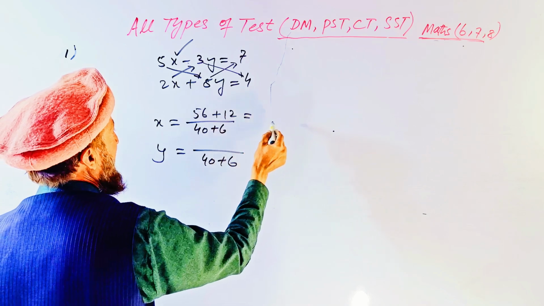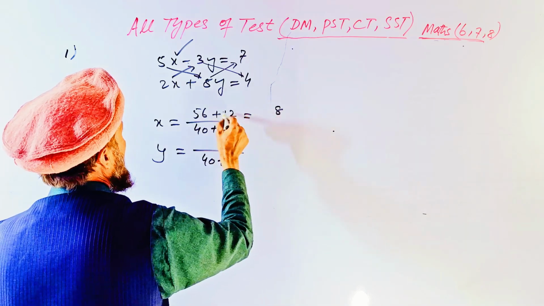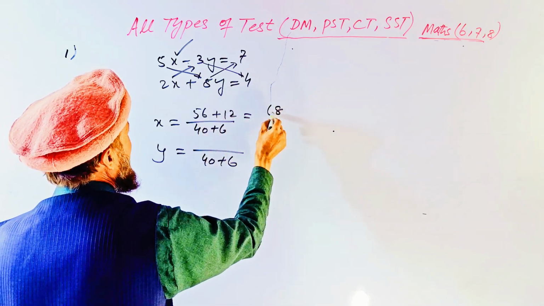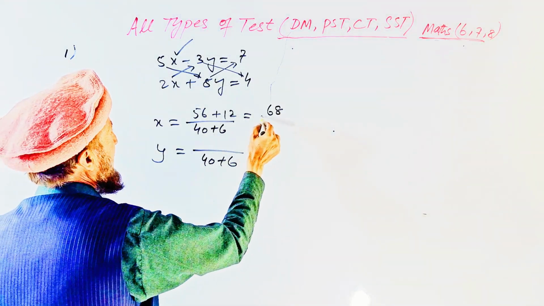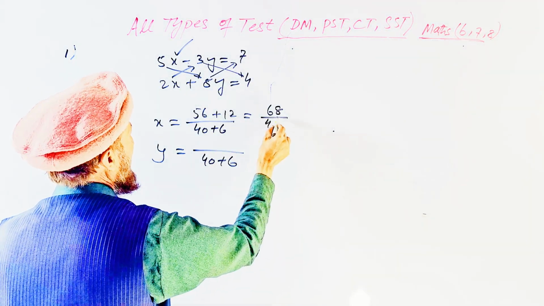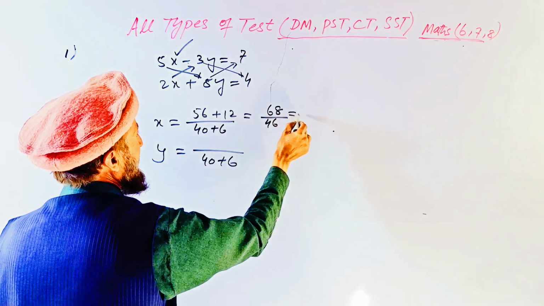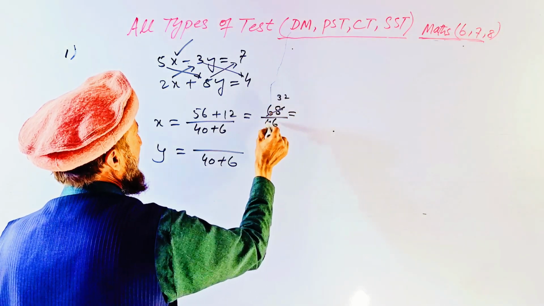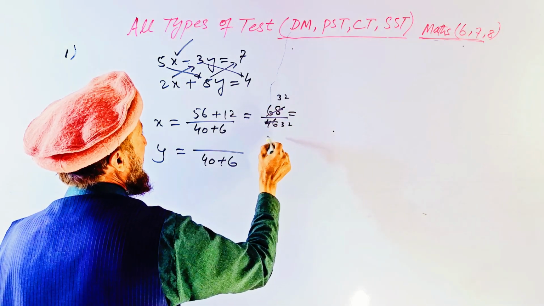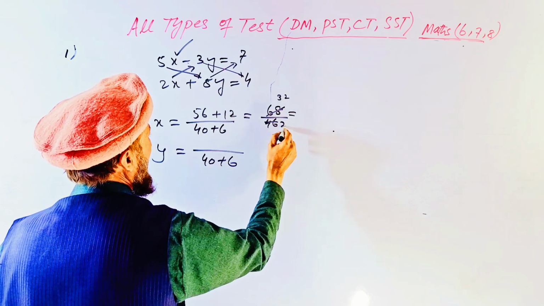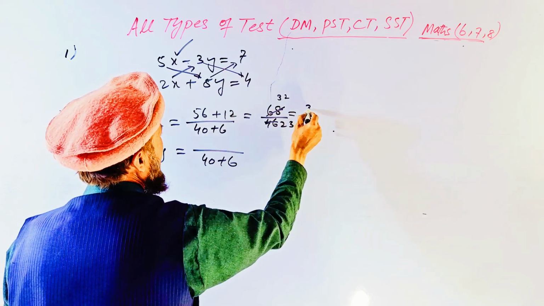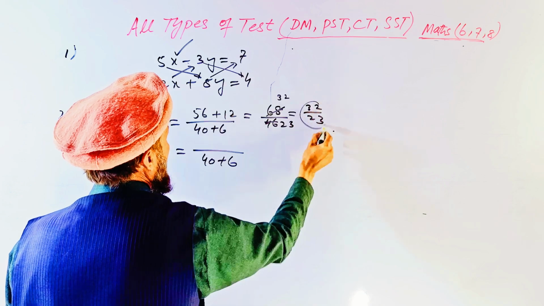If we add this one, we get 68 divided by 46. You can cancel this one also, and we get 34 divided by 23, which is the value of x.